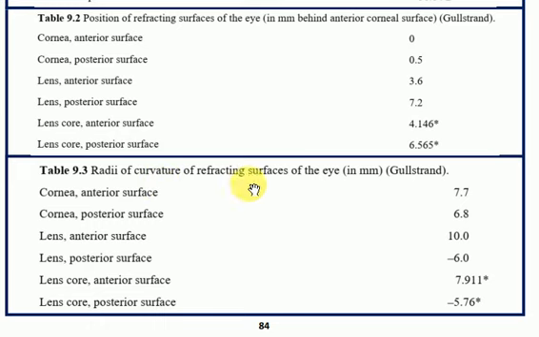These are the radii of curvature of the refracting surfaces of the eye in millimeters by Gullstrand. The radius of curvature of the anterior surface of the cornea is 7.7 millimeters. The radius of curvature of the posterior surface of the cornea is 6.8 millimeters. The lens anterior surface radius of curvature is 10 millimeters. The lens posterior surface radius of curvature is -6, or 6 millimeters. Lens core anterior surface 7.9, lens core posterior surface 5.7 millimeters radius of curvature.